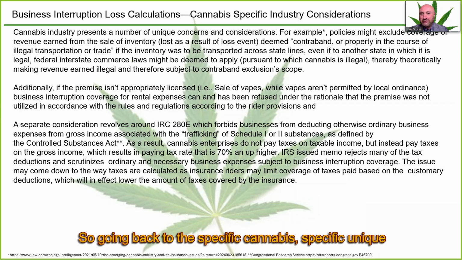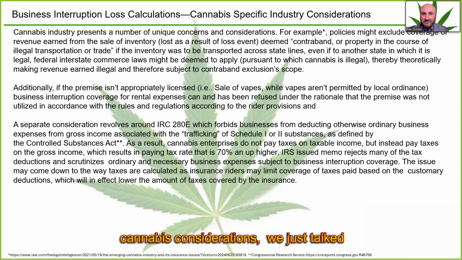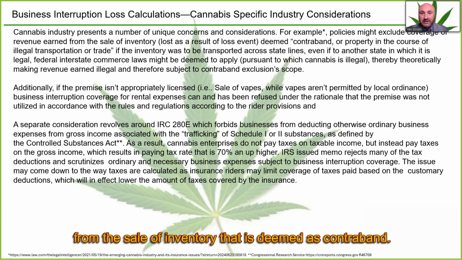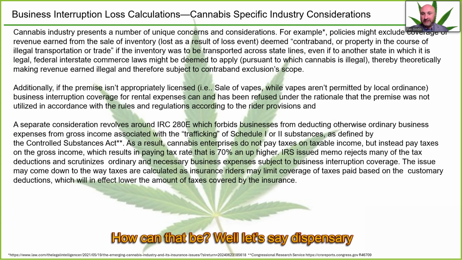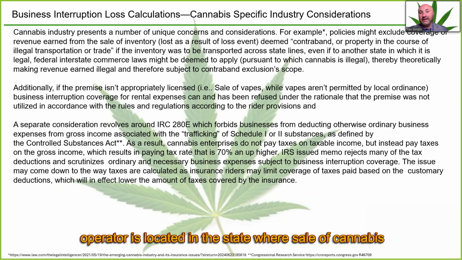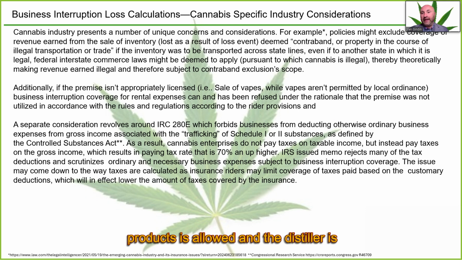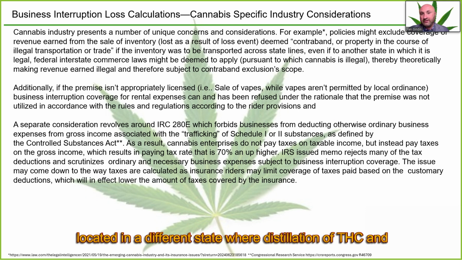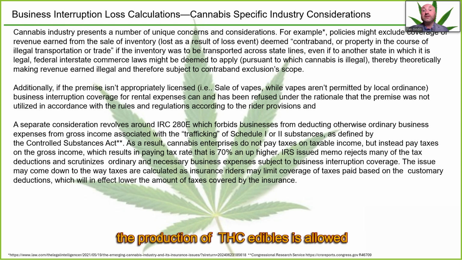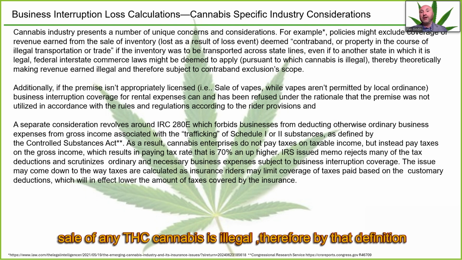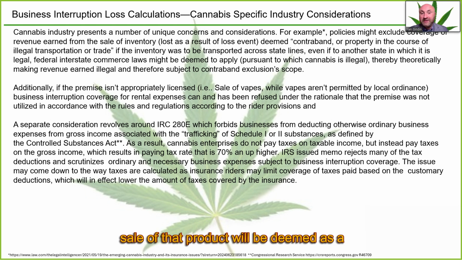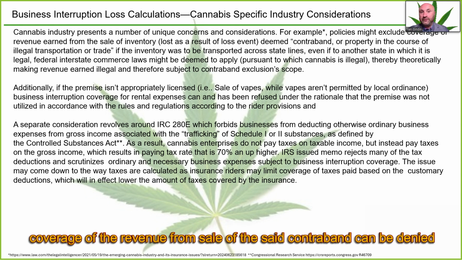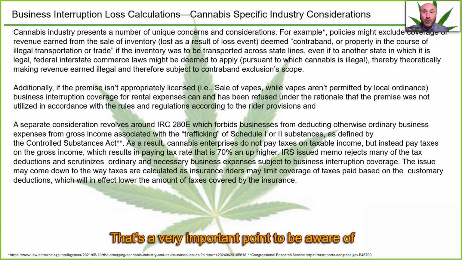Sure. So going back to the unique cannabis-specific considerations, we just talked about the policies, right? For example, policies might include coverage of revenue from the sale of inventory that is deemed contraband. How can that be? Well, let's say a dispensary operator is located in a state where sale of cannabis products is allowed, and the distiller is located in a different state where production of THC edibles is allowed. Yet the inventory has to cross state lines where cannabis is completely illegal. Therefore, by that definition, sale of that product will be deemed contraband because it went through a state where such products are illegal. Therefore, insurance coverage of the said contraband can be denied. That's a very important point to be aware of.